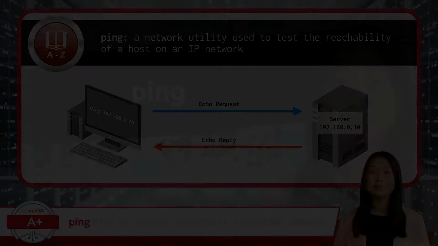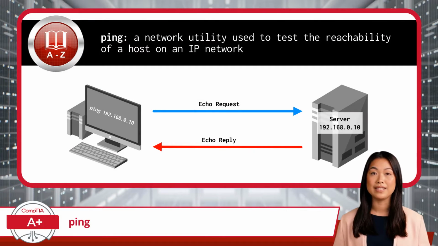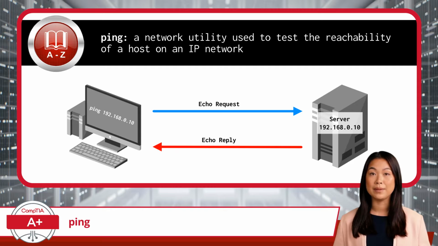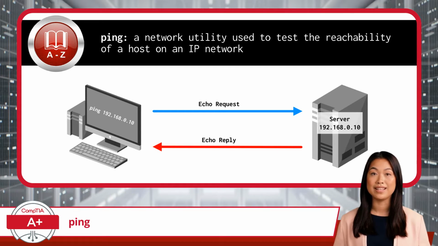Ping. Let's continue our journey through the CLI toolbox and explore another essential tool, ping. The ping command is a network utility used to test the reachability of a host on an IP network. Ping can also measure the round-trip time for messages sent between two devices. It's one of the most fundamental tools for network diagnostics.